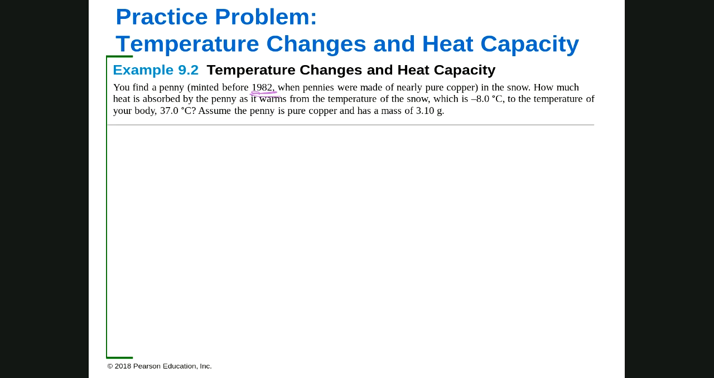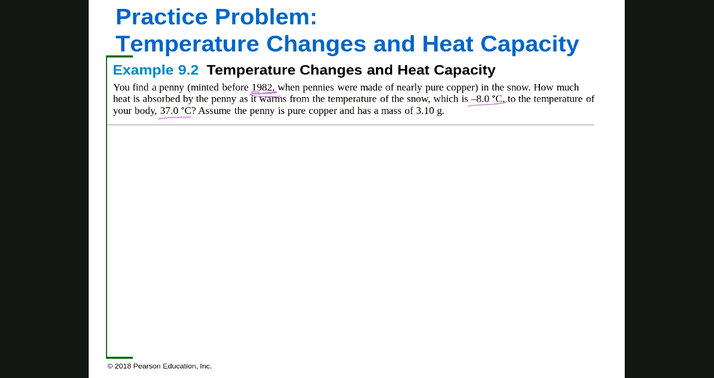How much heat is absorbed by the penny as it warms from the temperature of the snow, which is -8 degrees C, to the temperature of your body, which is 37 degrees C? Assume the penny is pure copper and has a mass of 3.10 grams.